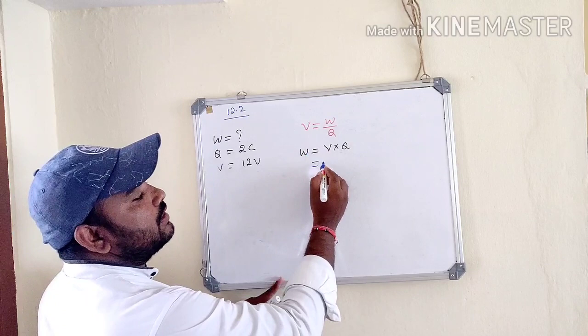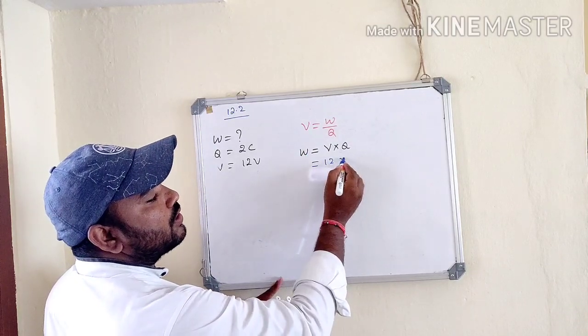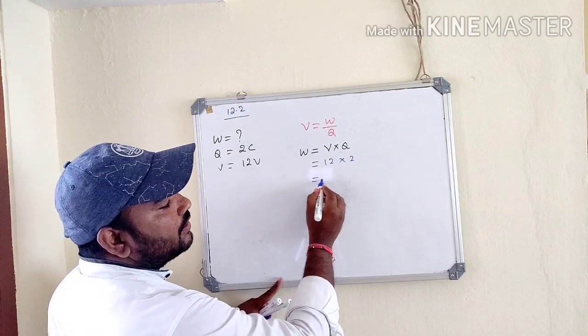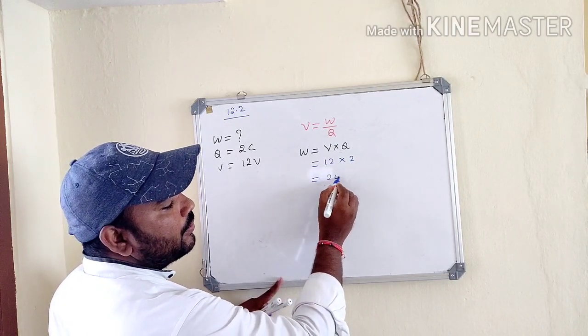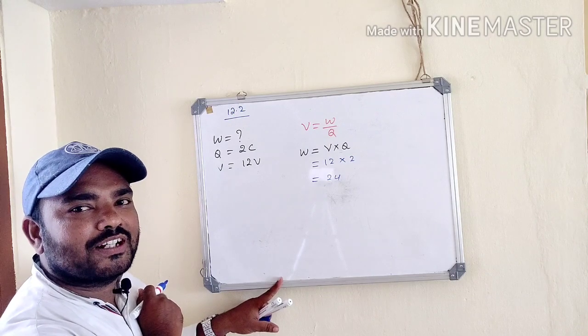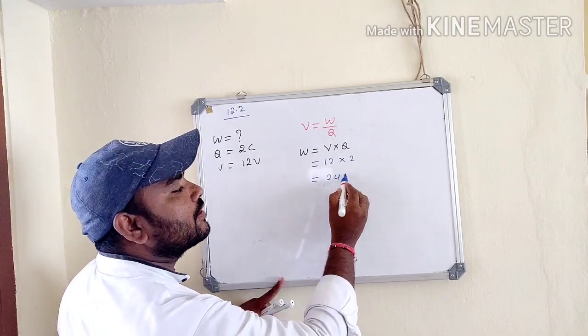Let me substitute the V value now. What is the V value, children? It is 12 volt. And what is the charge? It is 2 coulomb. Then if you multiply it, you will get 12 times 2 equals 24. What is the SI unit of work? I hope everyone knows this from class 7. The unit of work is joule.